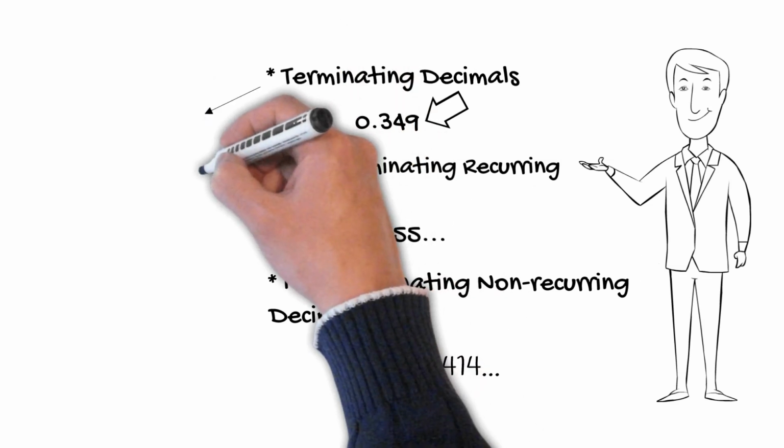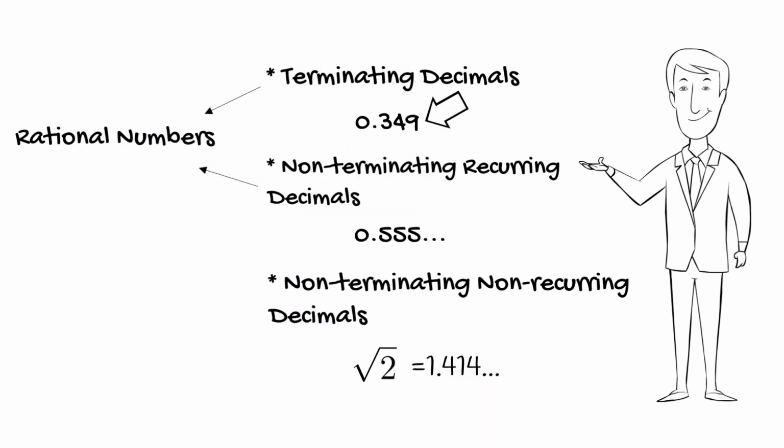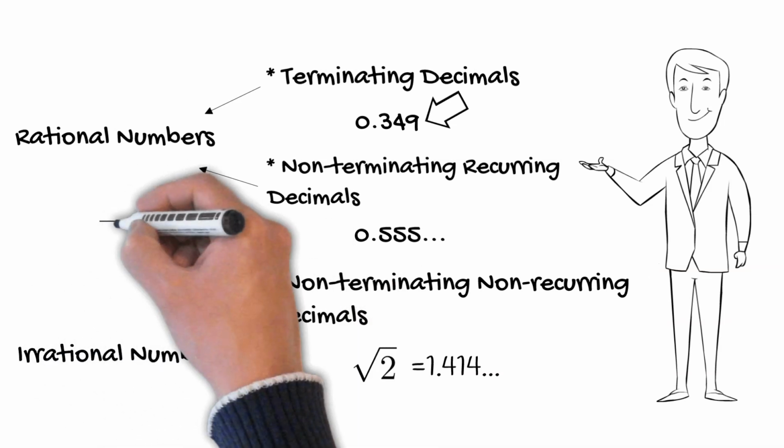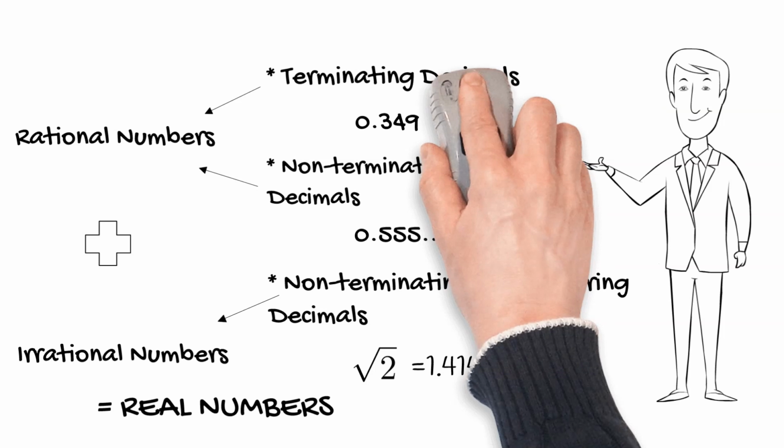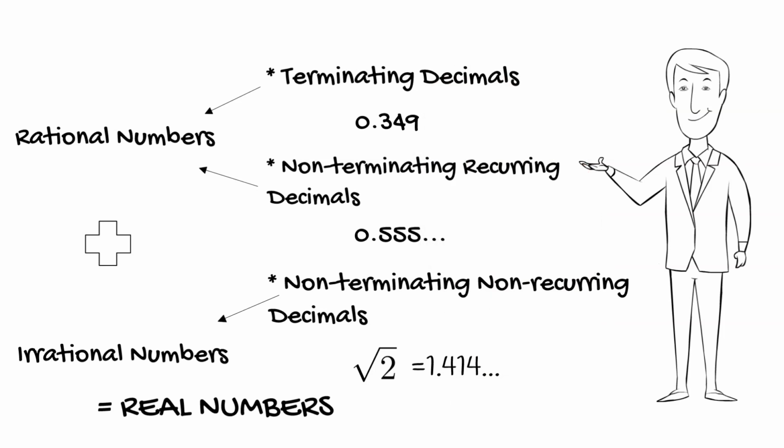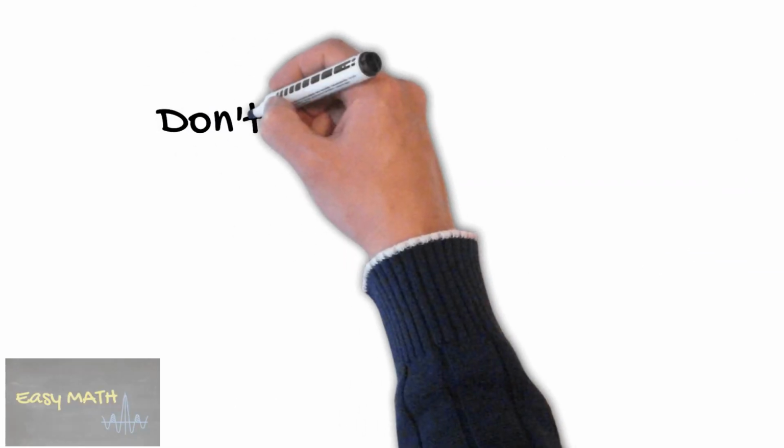These two categories together are called rational numbers, and this category is called irrational numbers. These categories together form real numbers. This is the simple definition of real numbers. Rational numbers and irrational numbers together form real numbers. For our next video, we'll look at what all categories of real numbers comprise of.